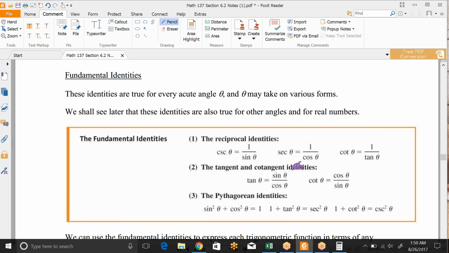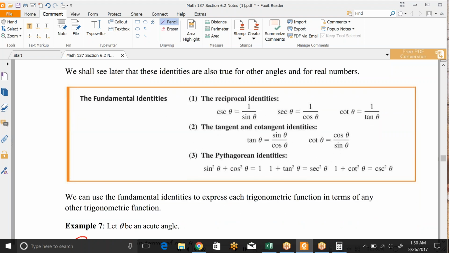This is a breakdown of how tangent and cotangent are split into pieces. Tangent theta is sine theta over cosine theta. So remember, opposite over adjacent kind of thing. And cotangent theta is cosine over sine theta. So notice it's a flip-flop. A squared plus b squared equals c squared is really important for us.